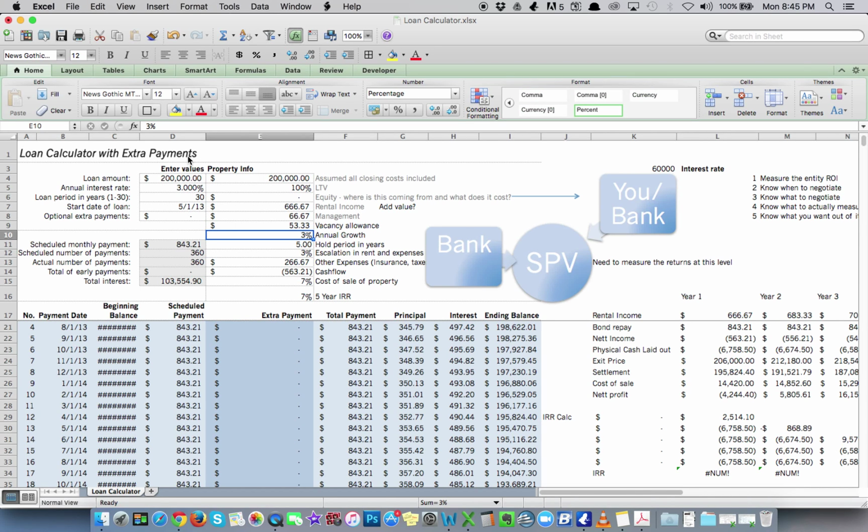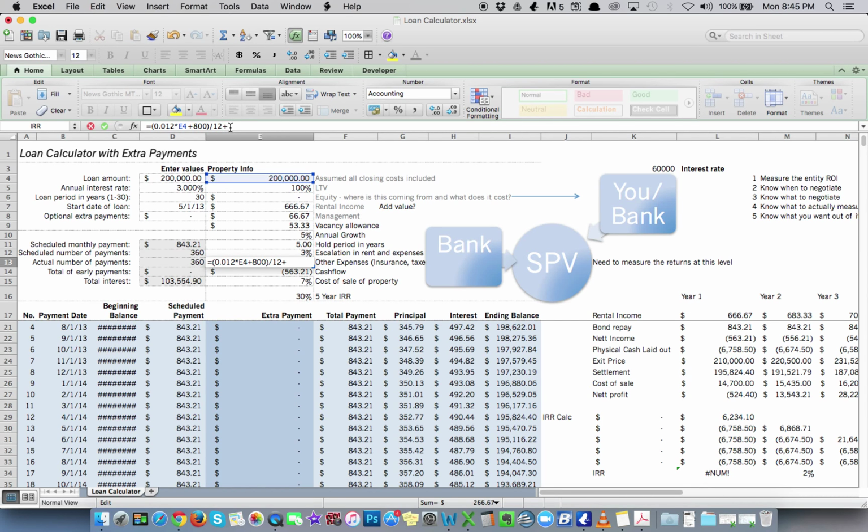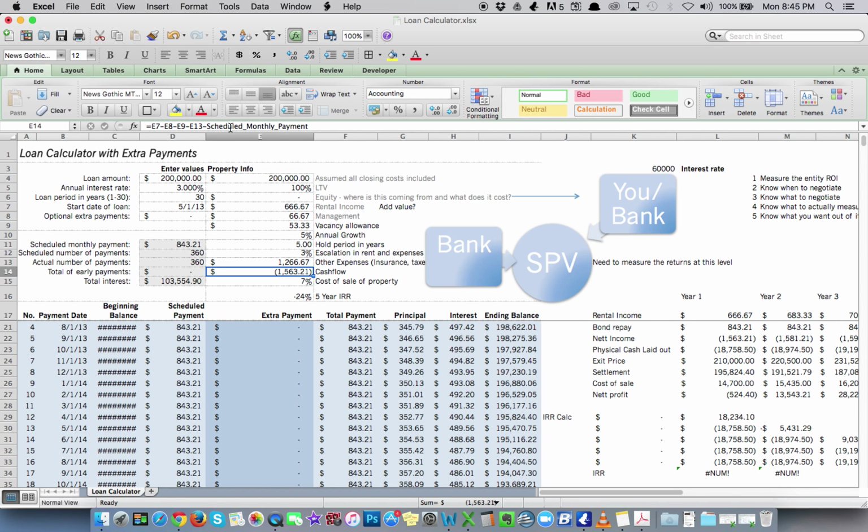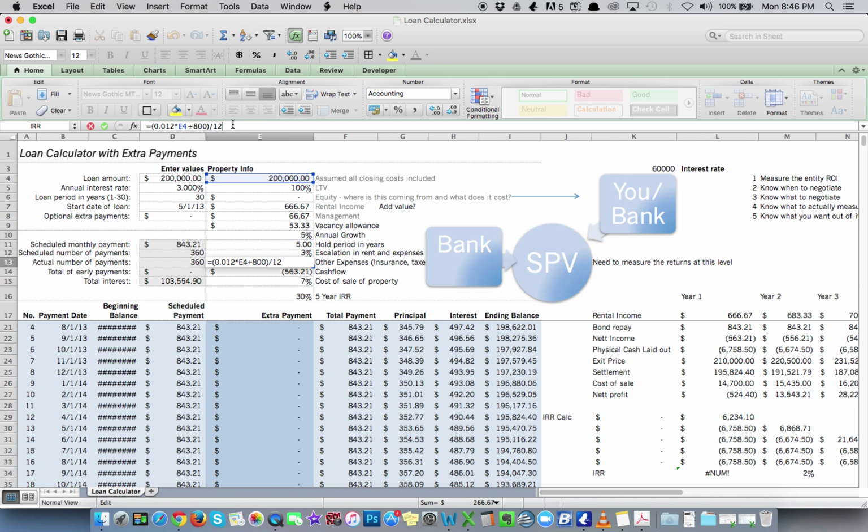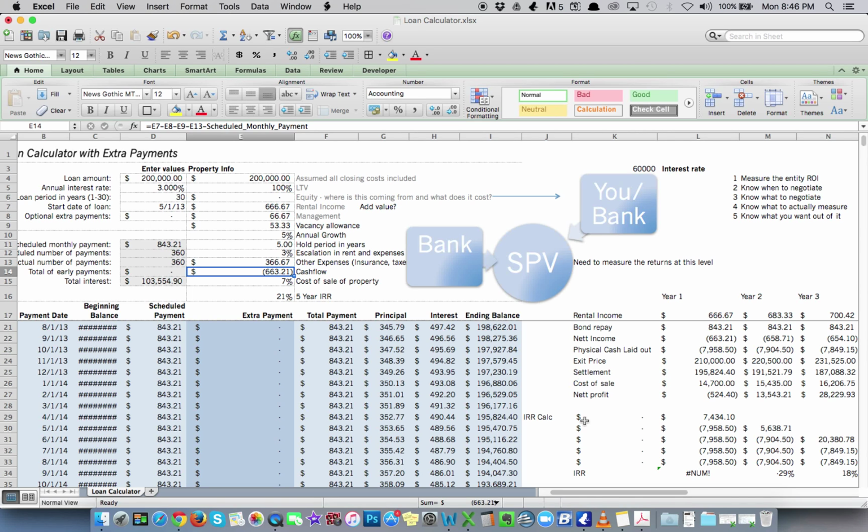Annual growth 3%. Let's say we can get a little bit better than that if you're buying anywhere around zone 1, zone 2, maybe 5%. Escalation in rent 3%, that's about right. I think there's some extra taxes and stuff if we had to take that into account. So let's add an extra $1,000. Now we're sitting in a situation where we're at minus 24%. Oh, it's because I added $1,000 a month. Let's just add $100. My mistake there. So now we're at 21% internal rate of return.